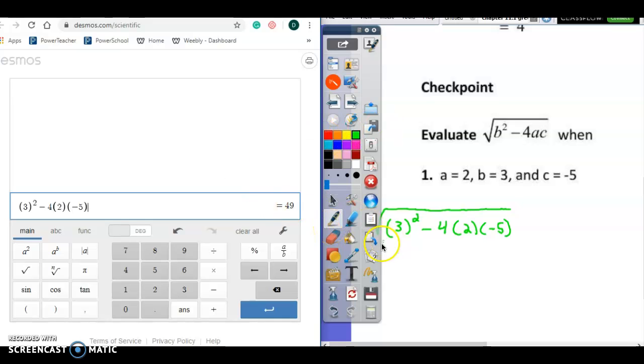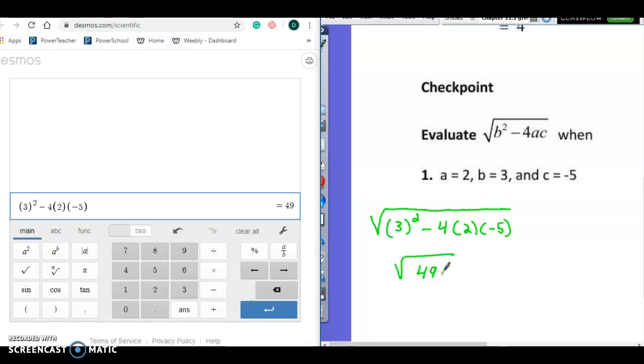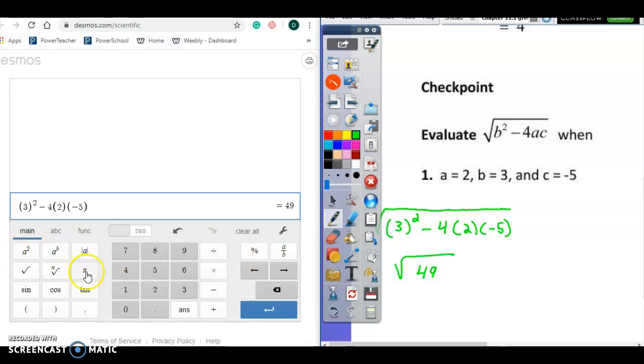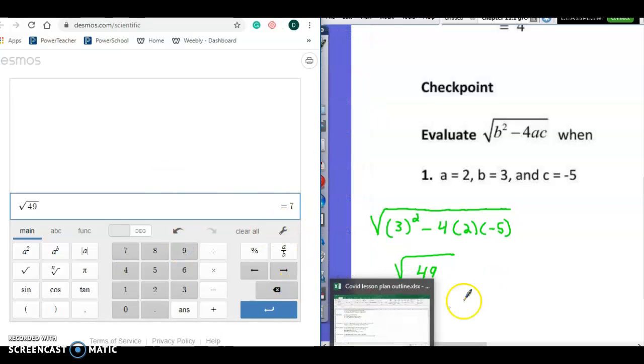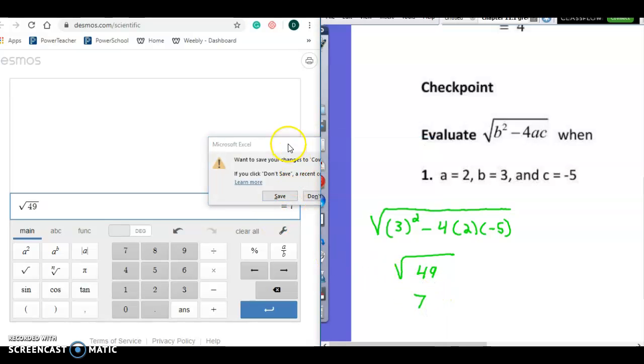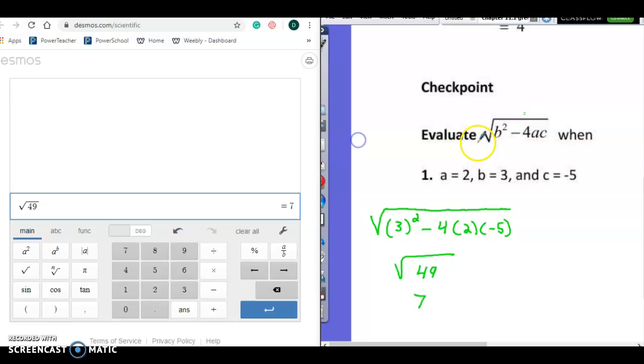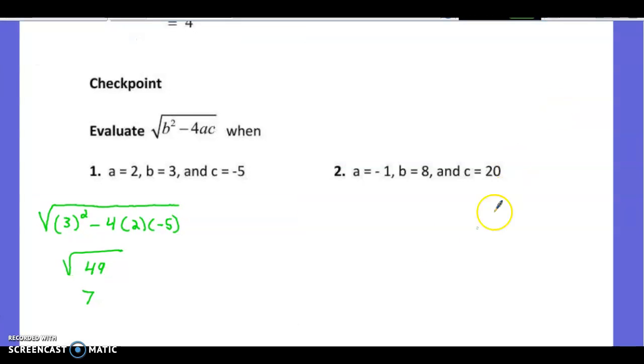So we have the square root of 49. So from here, you might want to check to see if it is a perfect square. So I'm going to clear this. The square root of 49 comes out as 7. So your final answer is 7. Oops, sorry about all this stuff coming up on my computer. So that would be the answer for that problem with using a calculator to help you out.